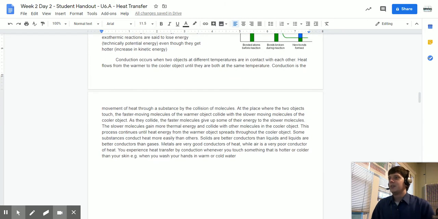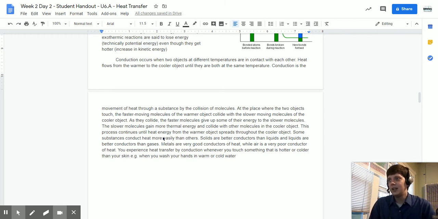Last paragraph. Conduction occurs when two objects at different temperatures are in contact with each other. Heat flows from the warmer to the cooler object until they're both at the same temperature. Conduction is the movement of heat through a substance by the collision of molecules. At the place where the two objects touch, the faster moving molecules of the warmer object collide with the slower moving molecules of the cooler object.